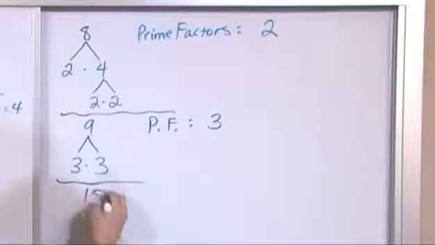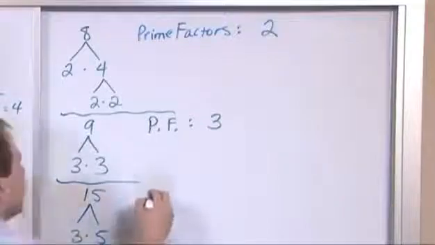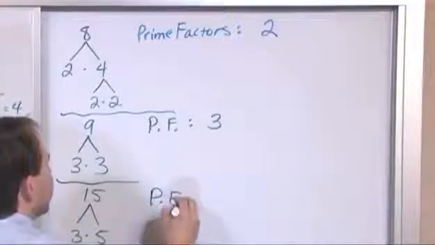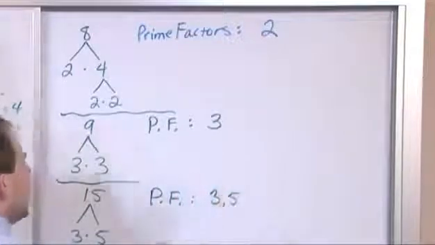Now, let's look at the number 15. The only thing I can think of would be 3 times 5. This is already prime, and this is already prime, so there's really nothing else to continue my factor tree. So the prime factors, as a list, is going to be the number 3 and the number 5.